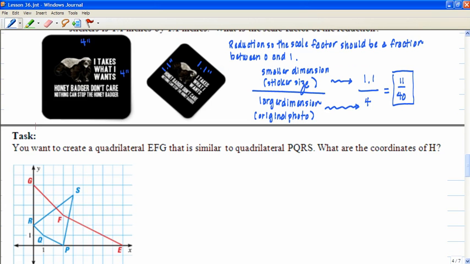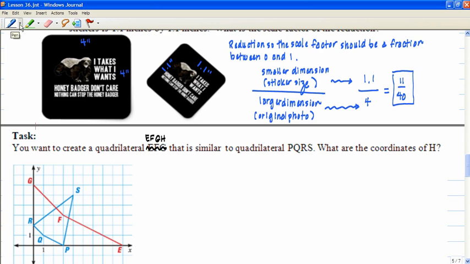Okay, let's look at this task. You want to create quadrilateral EFGH that is similar to quadrilateral PQRS. What are the coordinates of H? So it looks like we are missing a letter here. So let's go ahead and fix that in this original example.